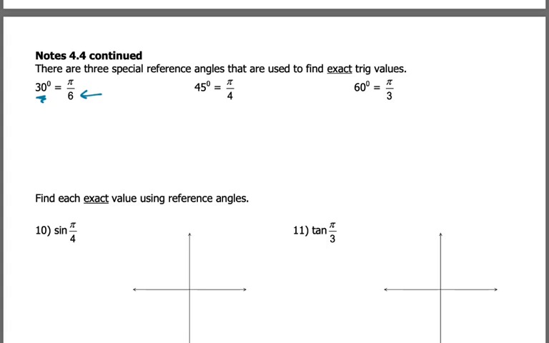45 degrees is the same thing as pi over 4. Anytime you see a 4 in the denominator, you should be thinking about a 45-degree reference angle. And then 60 degrees is pi over 3. So anytime you see 3 in the denominator, you should be thinking about a 60-degree reference angle.